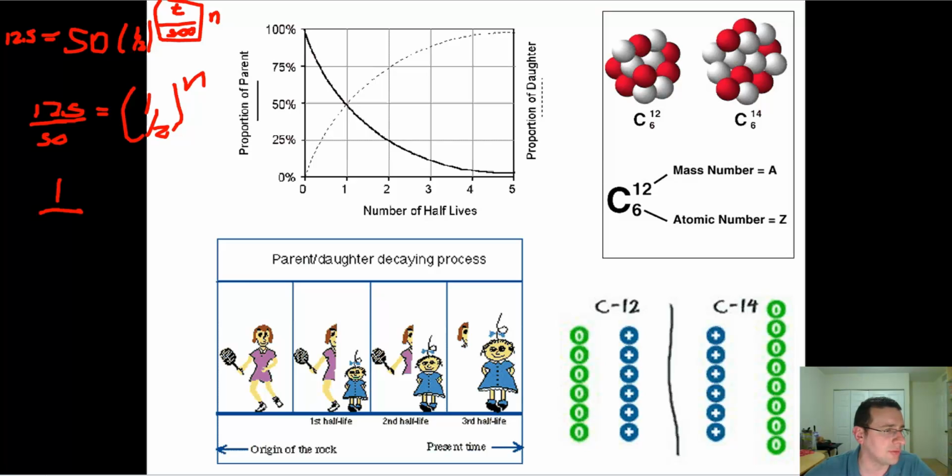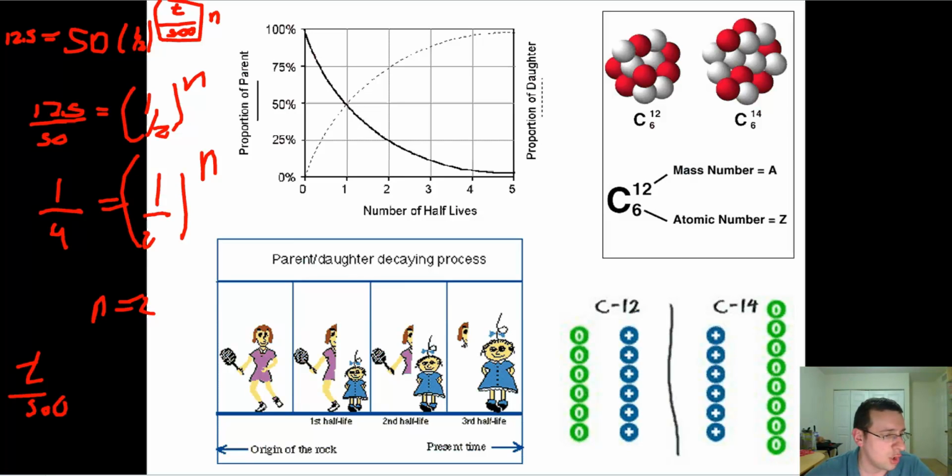Now, 1/4 equals 1/2 raised to the power of n. Why do I have to multiply this to get that? Well, clearly by 2, right? So in this case, n equals 2. Now that I know what n is, I go back to the top, and I know t over 500 equals 2. Therefore, t equals 2 times 500, or 1,000 years. And I know exactly how long it has been since that happened.